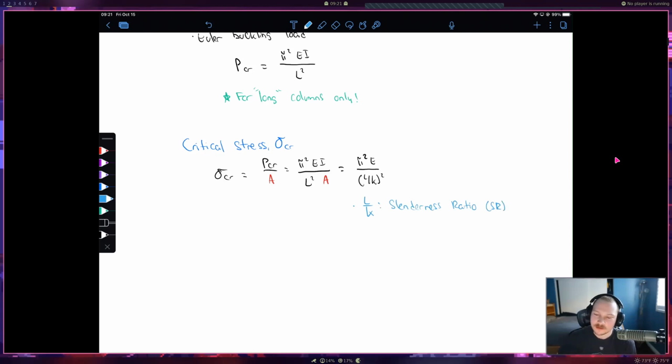Okay, so for the slenderness ratio, I might just call this SR because slenderness ratio is annoying to say. So I'll call it SR. That's the length divided by k. And k is from our moment of inertia and our cross-sectional area. So it's a geometric property, and it's called the radius of gyration.